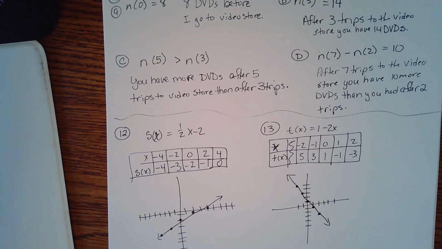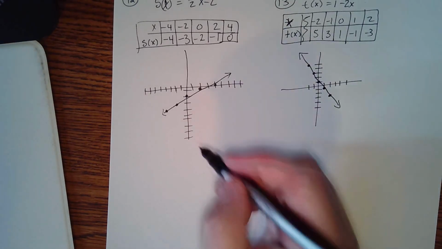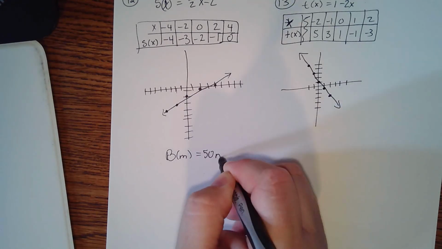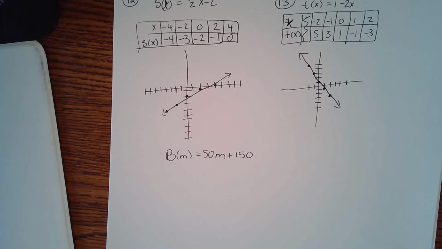Number 14 here says function b of m. So we have b of m equals 50m plus 150. It represents the balance in dollars in your savings account after m months. The table shows the balance in your friend's savings account. Who has the better savings plan?